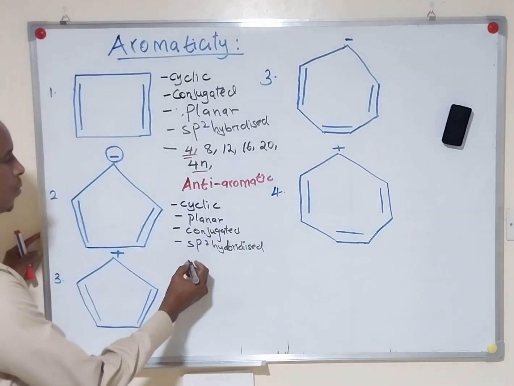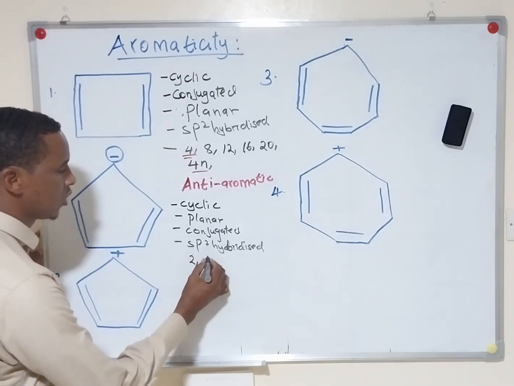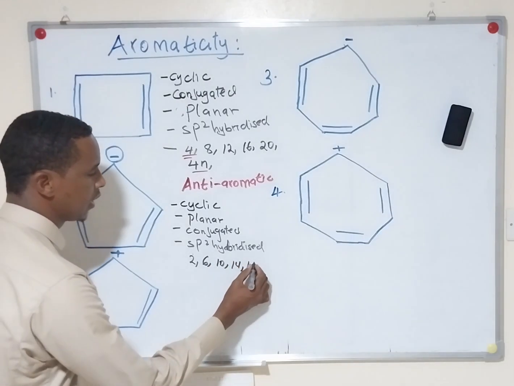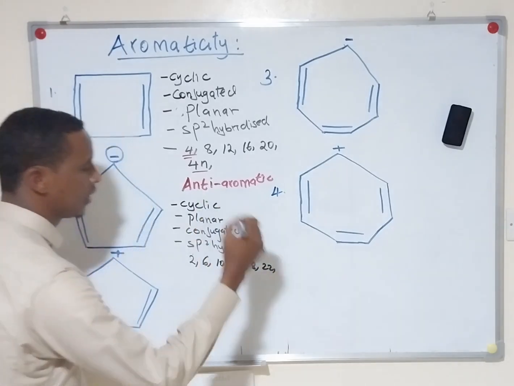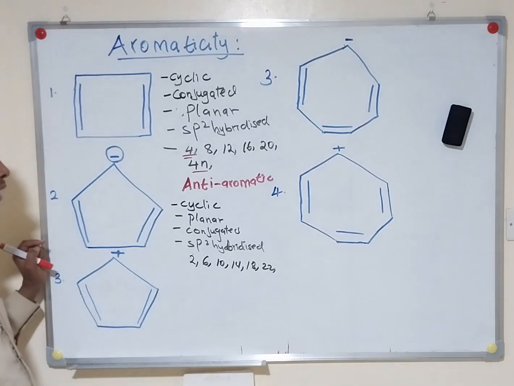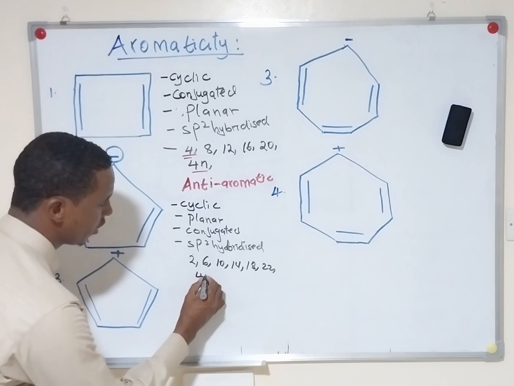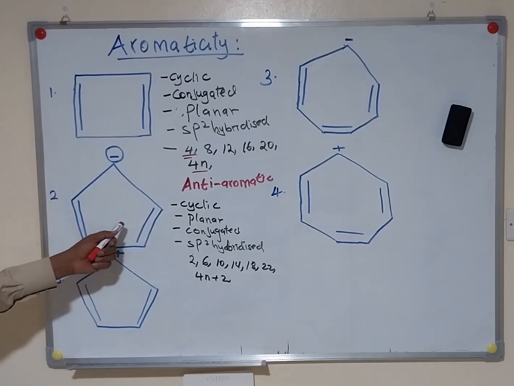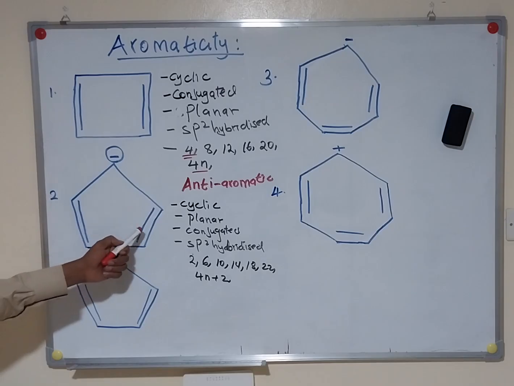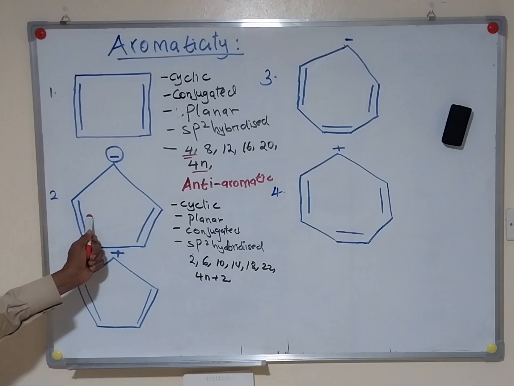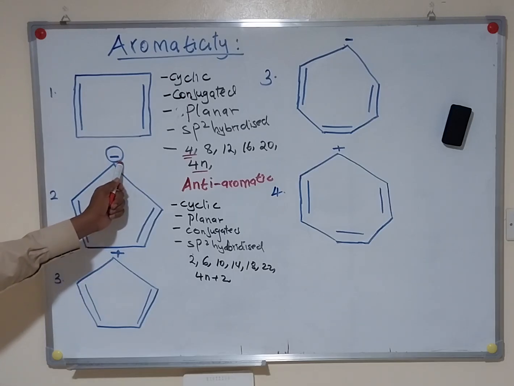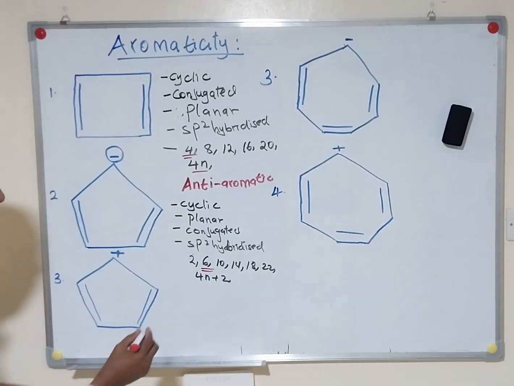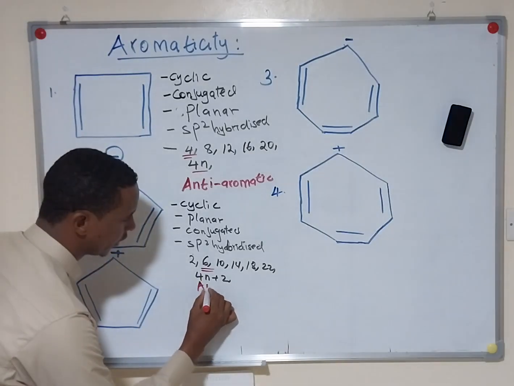And we said if the compound has 2 pi electrons, 6 pi electrons, 10 pi electrons, 14 pi electrons, 18 pi electrons, the compound or the molecule is aromatic, and it conforms to the 4n plus 2 rule. Our compound here has 6 pi electrons: 2 pi bonds times 2 is 4 pi electrons plus 2 pi electrons, that is 6 pi electrons. That means the compound is aromatic.